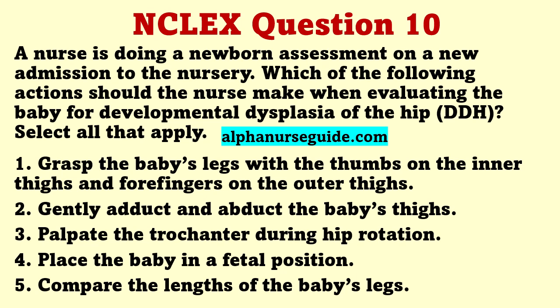The Barlow test is performed by 1. Adducting the baby's legs. 2. Gently pushing the legs posteriorly. And 3. Feeling to note any slippage of the trochanter out of the acetabulum. Galeazzi sign, to assess for uneven knee heights, can also be performed.